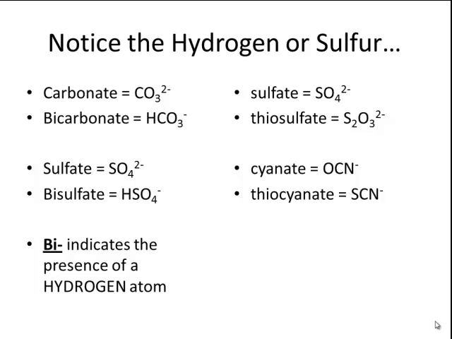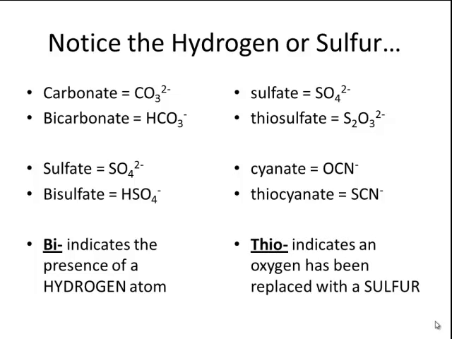Here's 2 different pairs of ions. If you study the difference between these ions, you'll notice that the chemical formula is reduced by 1 oxygen, but increases by 1 sulfur. So in the polyatomic ion cyanate, the chemical formula is OCN. But in thiocyanate, the O has been replaced with a sulfur. So the prefix thio indicates that an oxygen has been replaced with a sulfur.